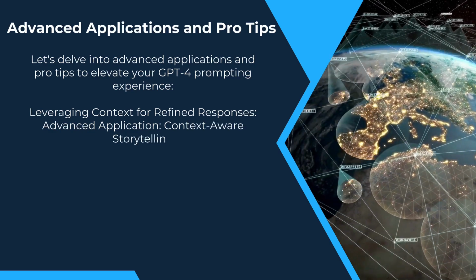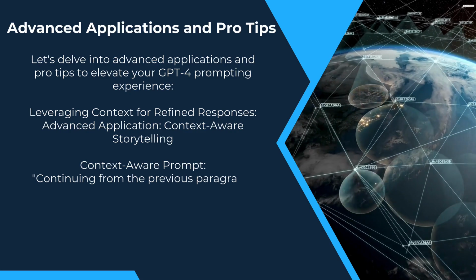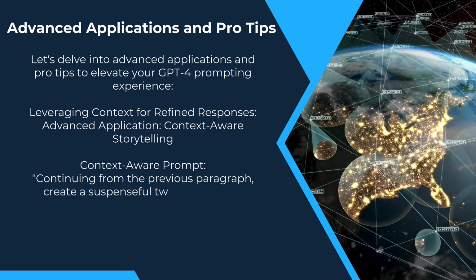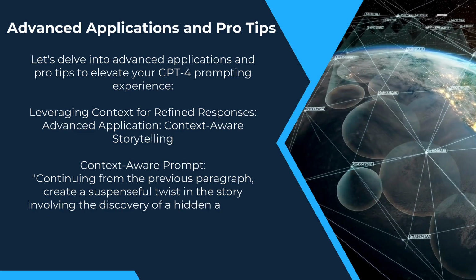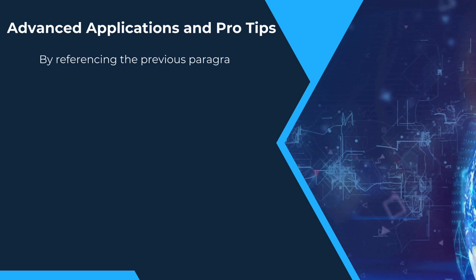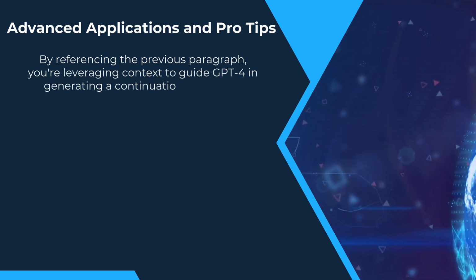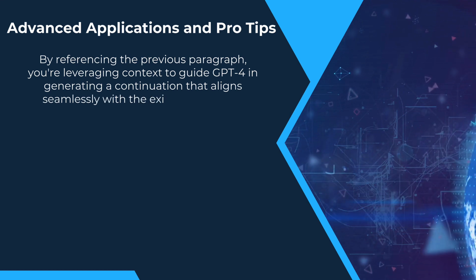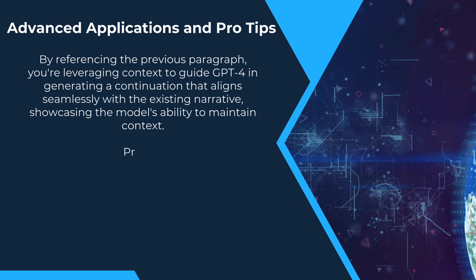Advanced application. Context-aware storytelling. Context-aware prompt: Continuing from the previous paragraph, create a suspenseful twist in the story involving discovery of a hidden artifact. By referencing the previous paragraph, you are leveraging context to guide GPT-4 in generating a continuation that aligns seamlessly with the existing narrative, showcasing the model's ability to maintain context.